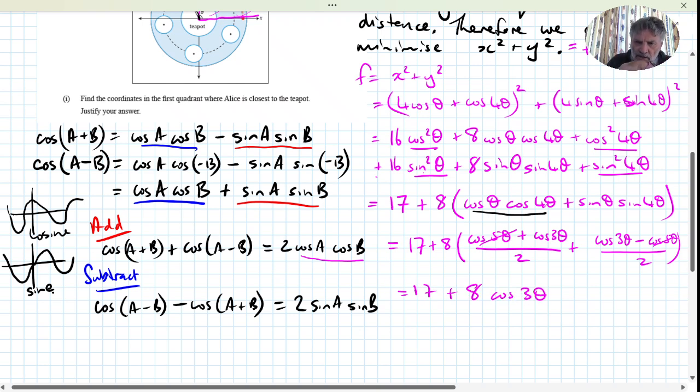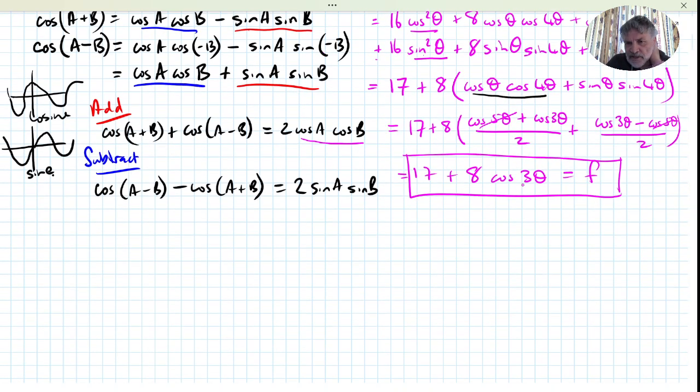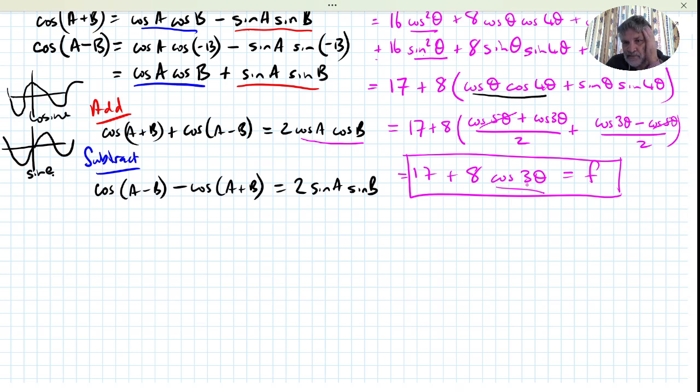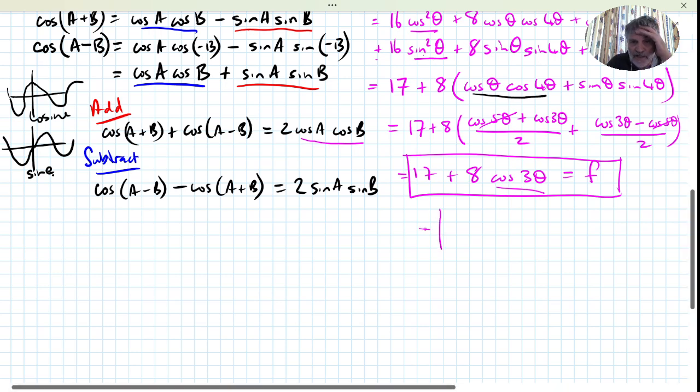And this is the distance, we called it f, that we wish to minimize. And basically this is just a cosine graph. It's got a vertical shift, this changes the amplitude, and this 3 changes the frequency, but it's just cosine. Shifted up 17, so really we've got 17 up here, and we're going from 18, and we're just going around like this.